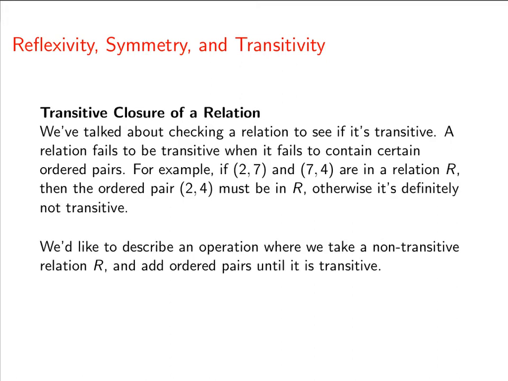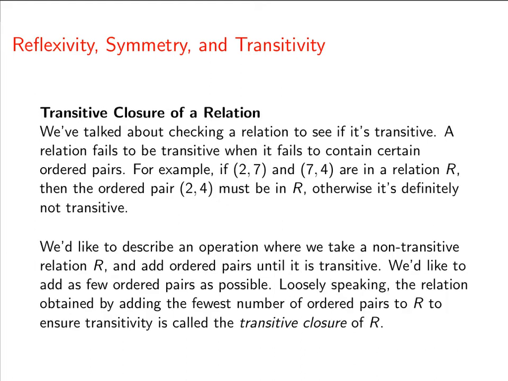Let's describe an operation where we take a non-transitive relation and add ordered pairs until it is transitive. But I'd like to add as few ordered pairs as possible. As a loose definition, the relation obtained by adding the fewest ordered pairs to the relation to ensure that it's transitive is called the transitive closure of the relation.